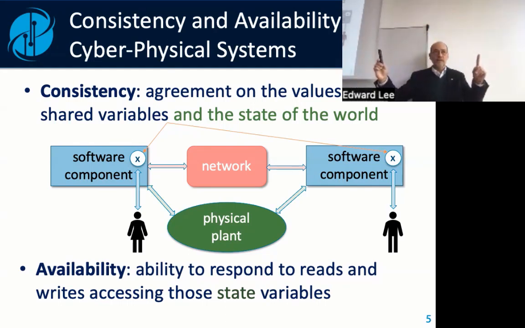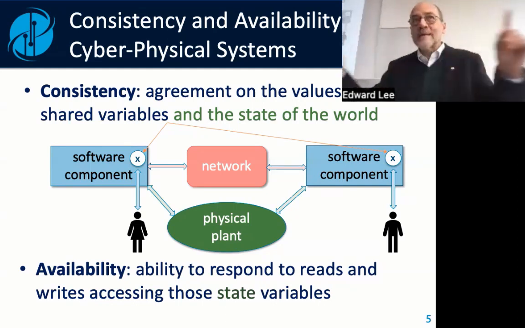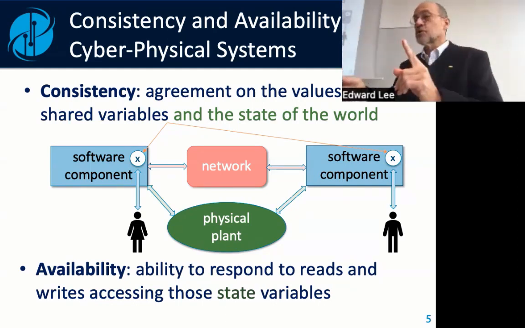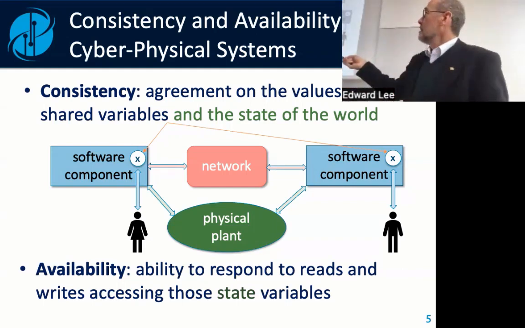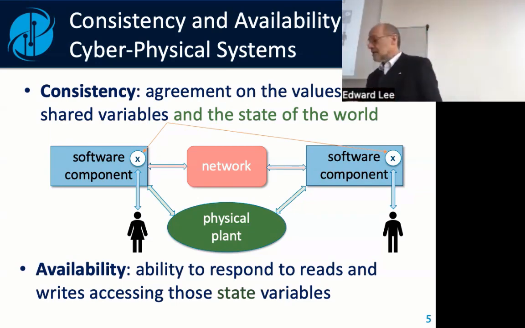Okay, if availability degrades, that latency increases. And the question is, how can you get that latency down to improve your control system design? And one of the things I'll show you is that you can sacrifice some consistency to improve availability and thereby improve your control system design.